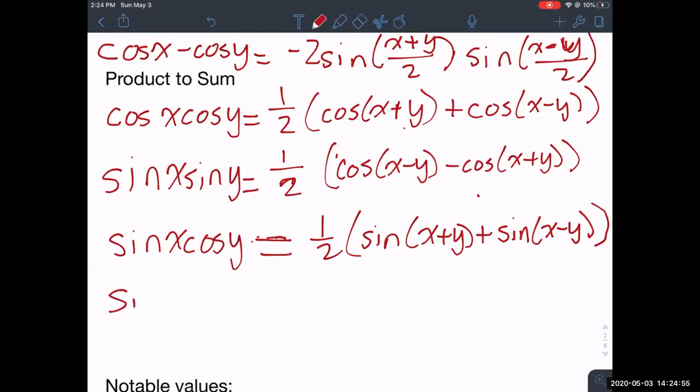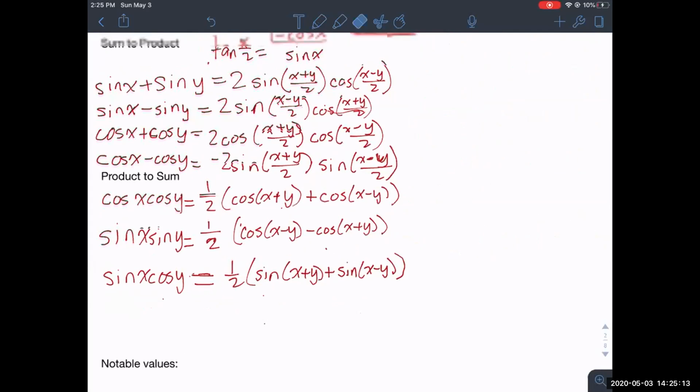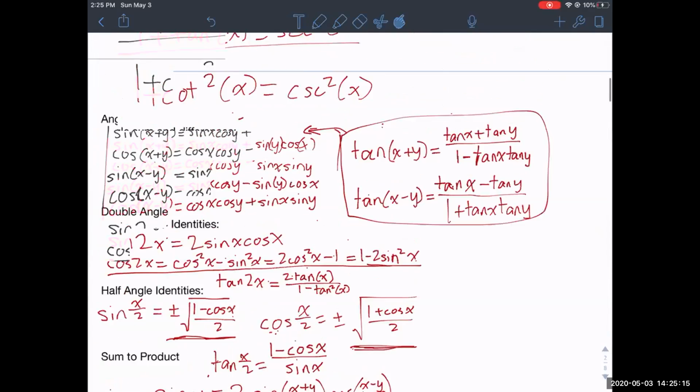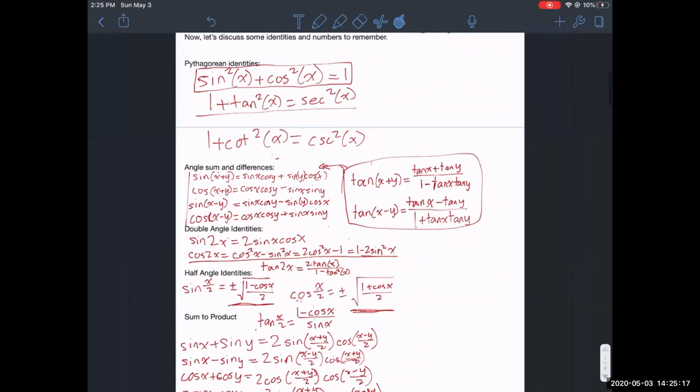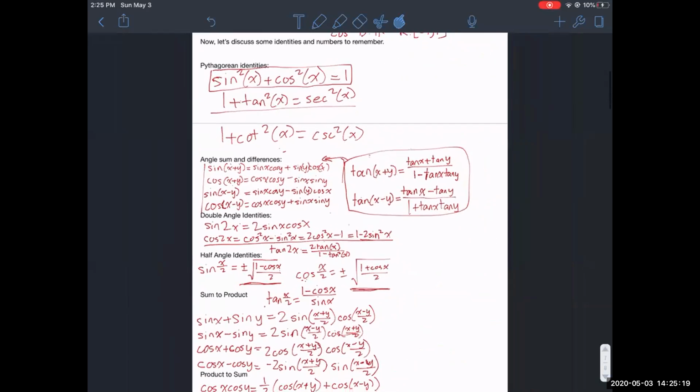And then cosine x sine y is equal to, actually that's more or less the same as the above one. So you can just keep it at these 3. Let's go back to the top.